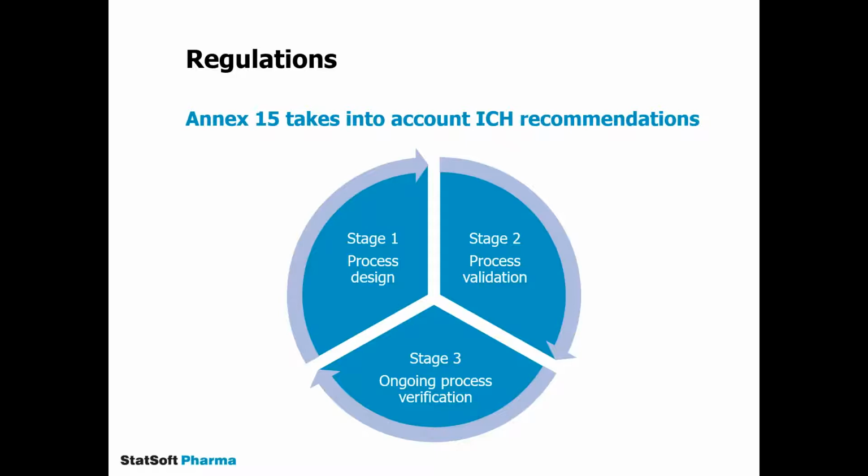In 2015, the recommendations of ICH Q8, Q9, and Q10 were taken into account in the new version of Annex 15 of Good Manufacturing Practice, introducing a validation life cycle that covers process design, process validation, and a new requirement, continued or ongoing verification of the process during routine production.